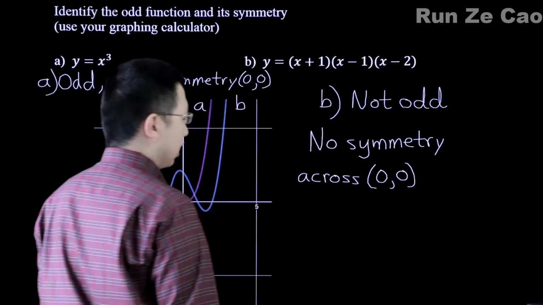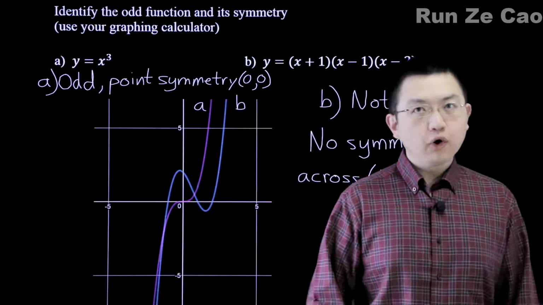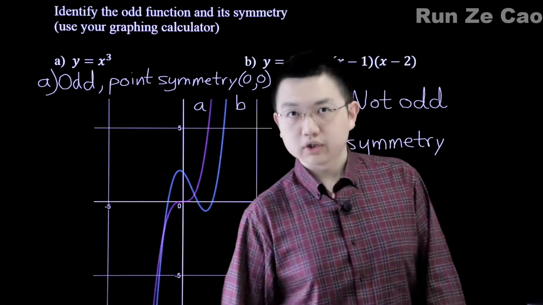When we get to talking about transformations, we can say, oh, there's no symmetry, period. Or, oh, there's point symmetry across a point that's not the origin.